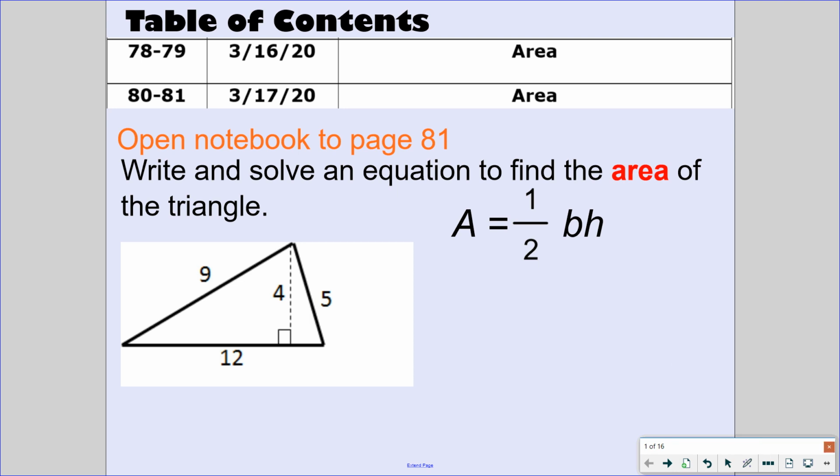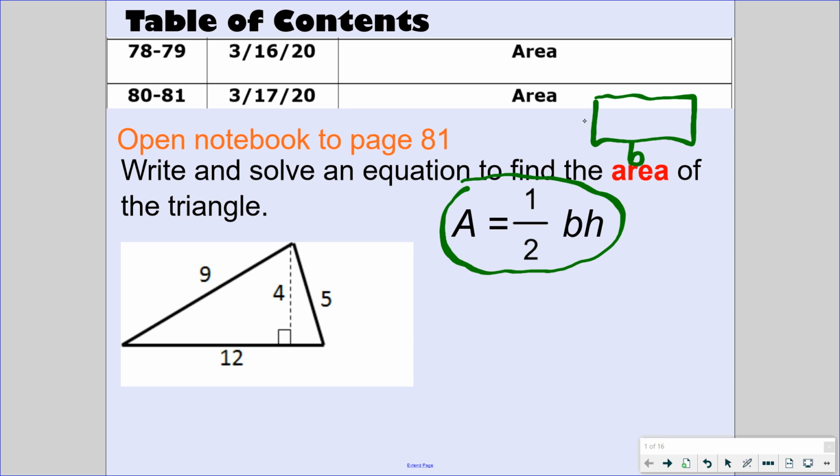As a reminder, the formula to find the area of a triangle is area equals half of the base times height. Why, you may say? You have a rectangle. You know the base, you know the height. But to find the area of a triangle, you have to cut the rectangle in half.